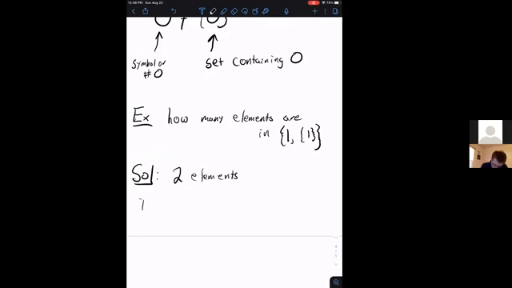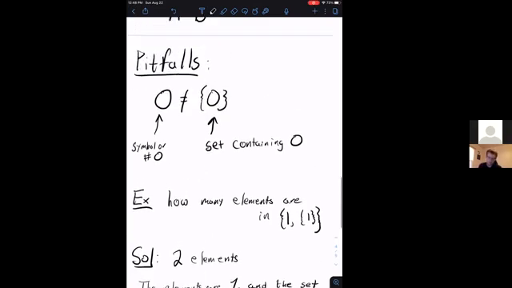So the elements are 1 and the set whose element is 1. Okay, so that's another thing to be aware of.